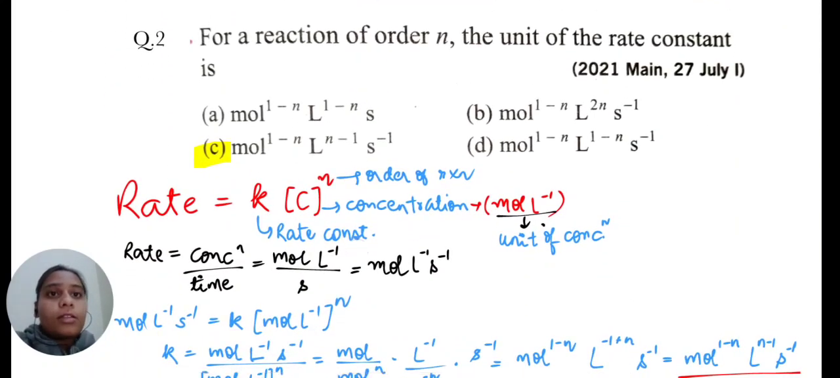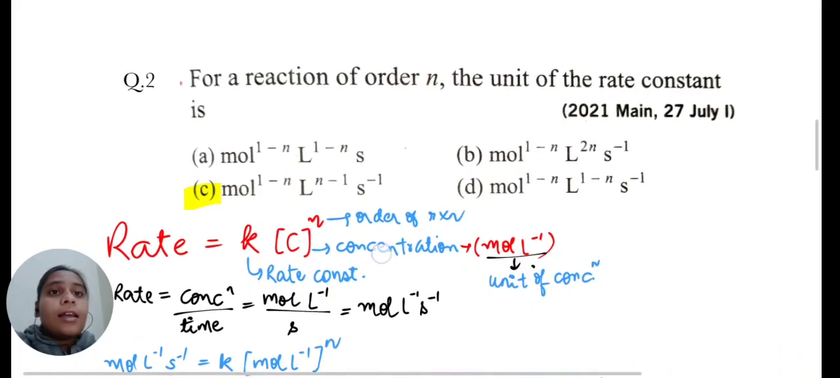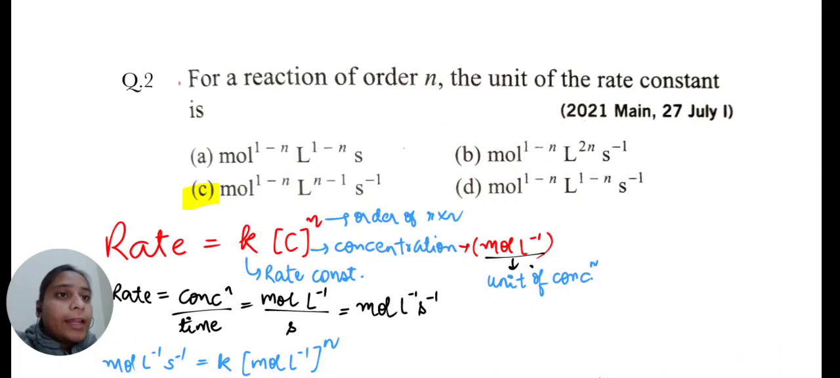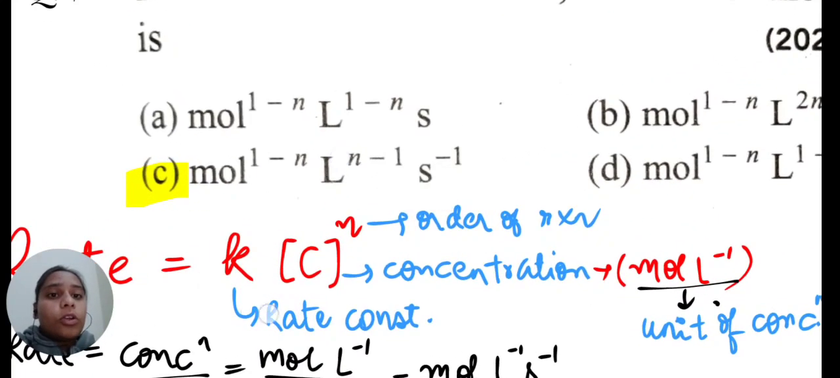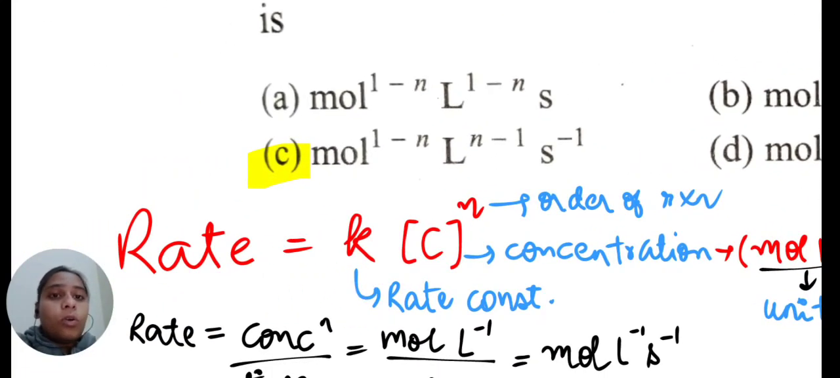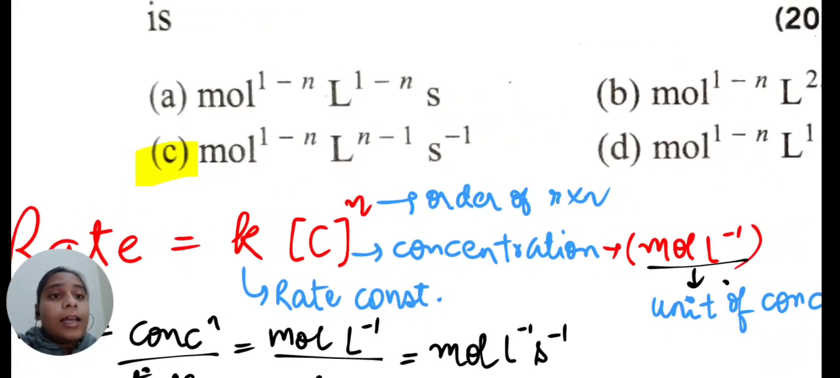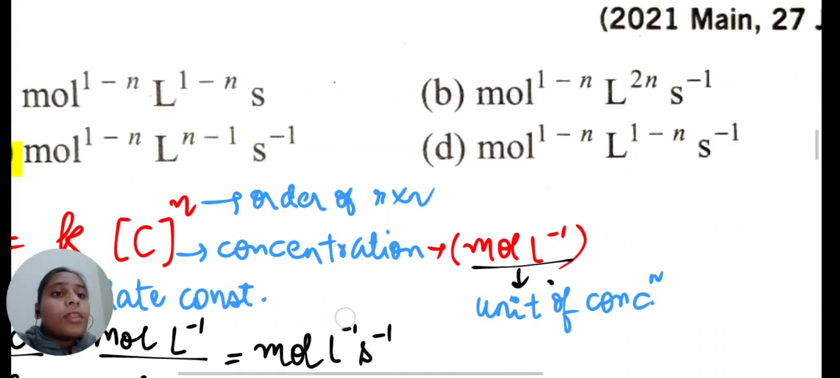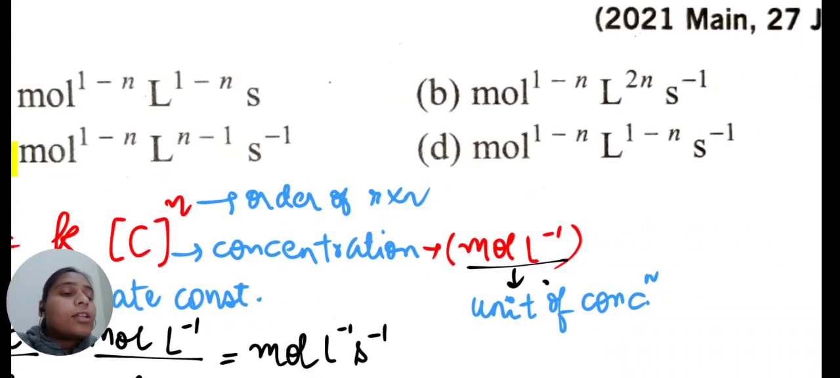The second question goes like this: for a reaction of order n, the unit of rate constant is. Now, to know the unit of rate constant, first we have to know the formula of rate. Rate is given in the form of K, concentration C to the power n. K is the rate constant. Here C is the concentration and n, which is given as a power, denotes the order of the reaction. The unit of concentration is generally taken as mole per liter.